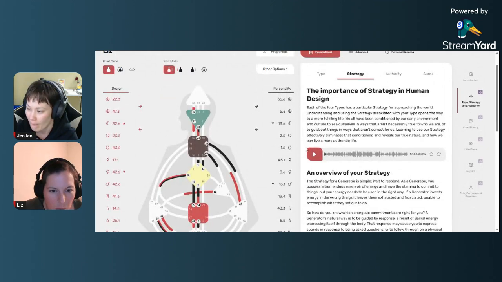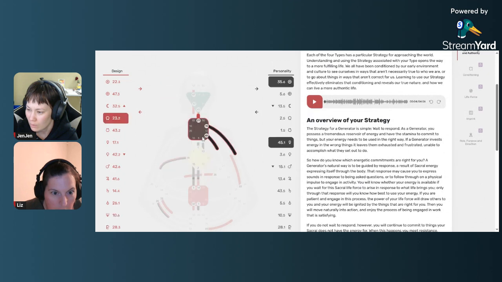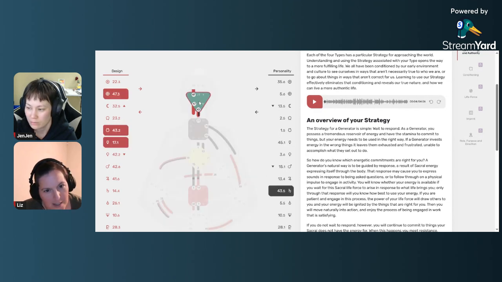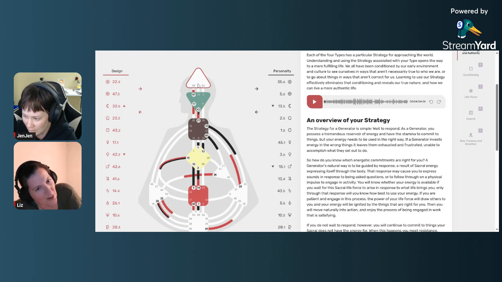What's the first undefined center? This one? No, all the way at the top. This one? Yeah, this is your head. Head and then ajna. Why is my head so unclear or undefined? That's kind of scary. Yeah, you don't even have any gates. I ain't got no brains. Nope.